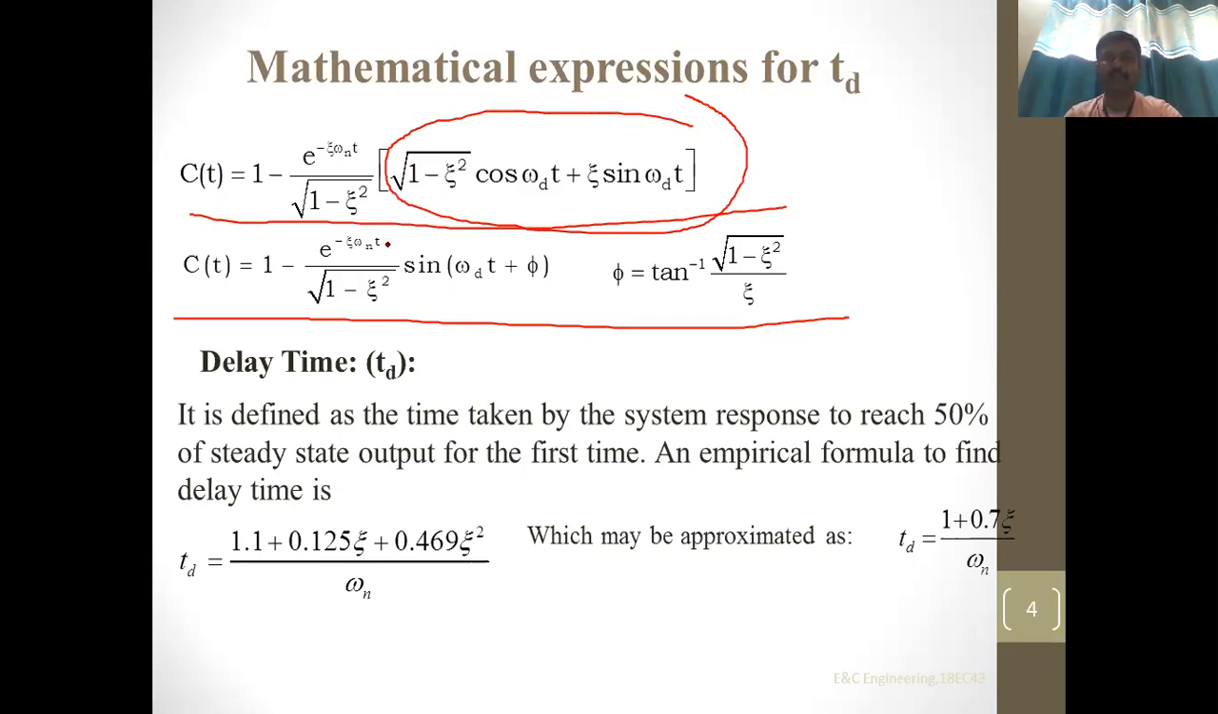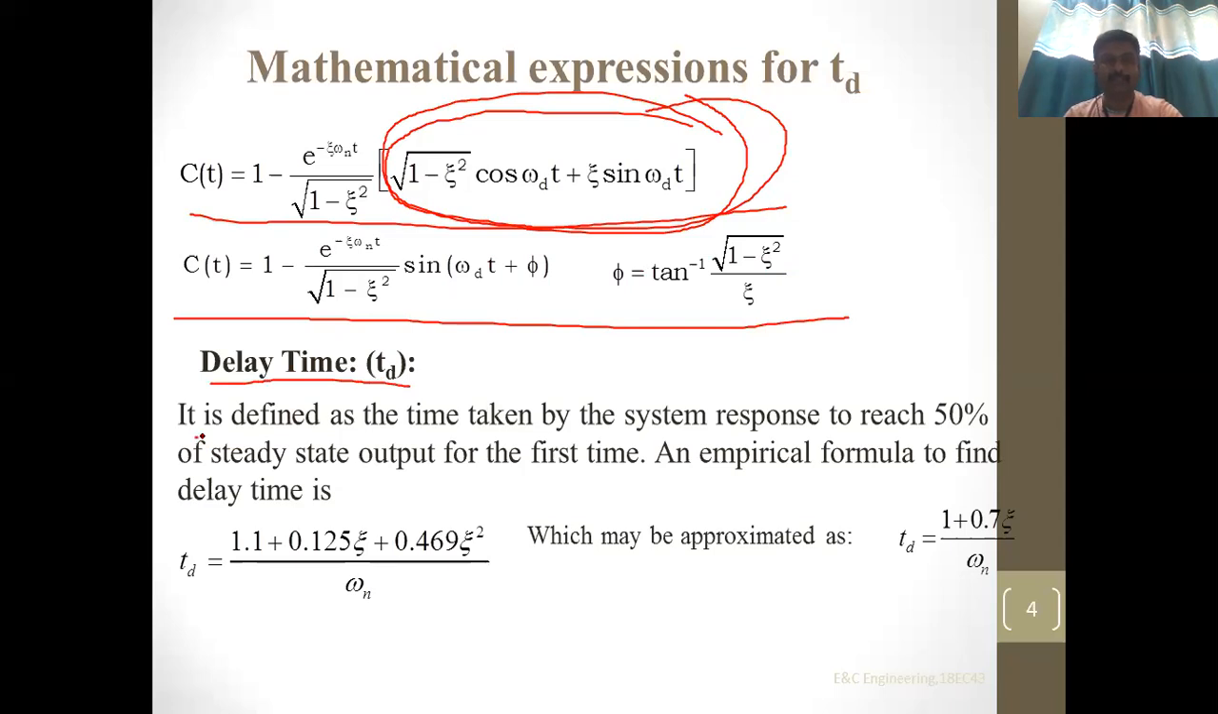Later this was simplified to one more expression, that is C of t is equal to 1 minus e power minus xi omega nt divided by root of 1 minus xi square into sine of omega dt plus phi. This expression has been obtained from the above by using the sin of A plus B relation, sin A cos B plus cos A sin B, where phi is equal to tan inverse of root of 1 minus xi square divided by xi.